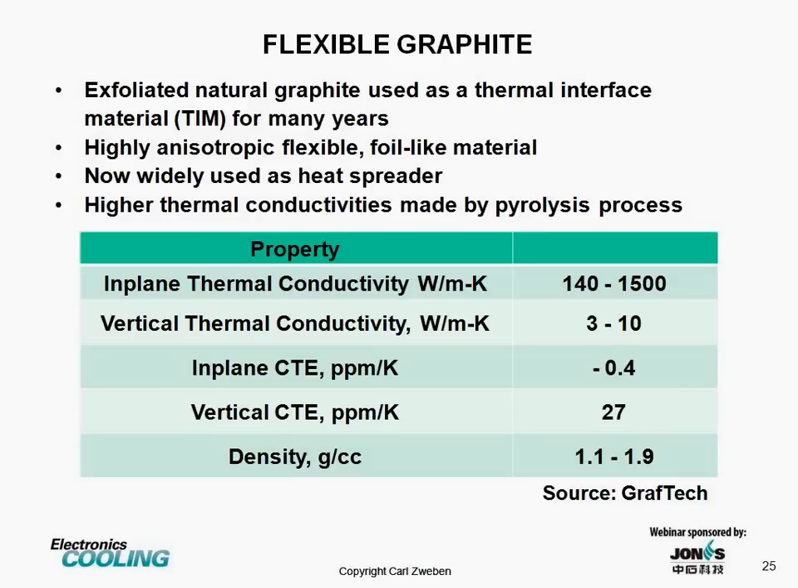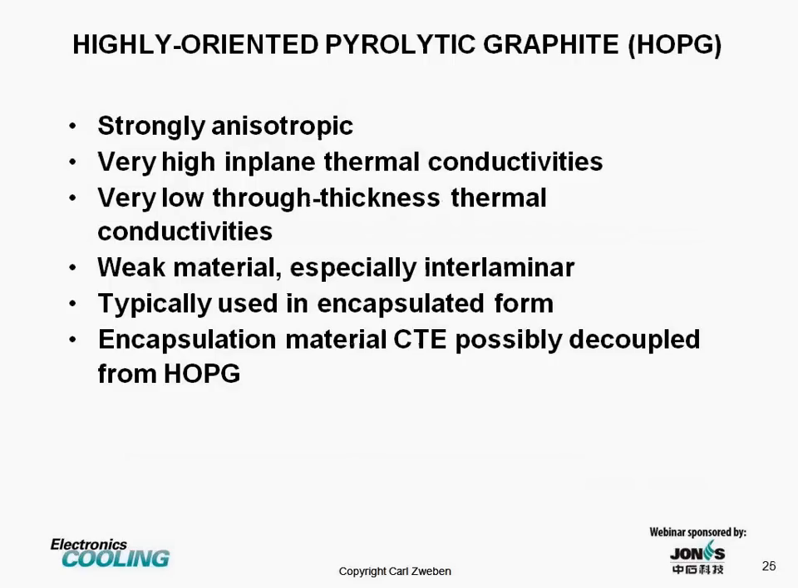They are not dug out of the ground and processed. So we have a range of thermal conductivities here in plane up to 1500. Through thickness, again, very low, 3 to 10. In-plane coefficient of expansion is negative, as I mentioned, typical of many forms of carbon. And the vertical CTE is positive, 27 in this case. And we see again that, as for almost all forms of carbon, there's a big density advantage compared to even aluminum. The density here is 1.9 compared to 2.7 for aluminum.